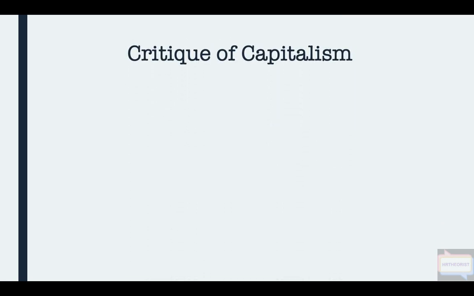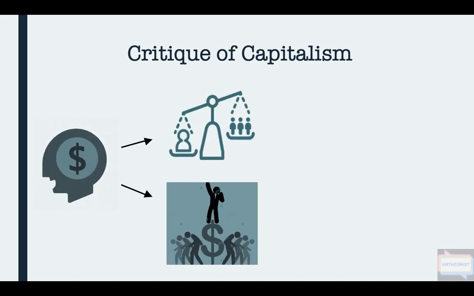The fifth and the last, critique of capitalism. Marx's theory provides a critical perspective on the capitalist system, highlighting its structural inequalities and exploitative nature. This is the structural inequalities, and this is the exploitative nature, and this is the capitalist system. Now, understand this point also with case 5.